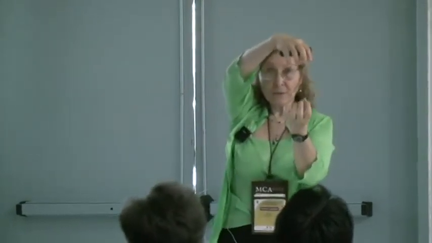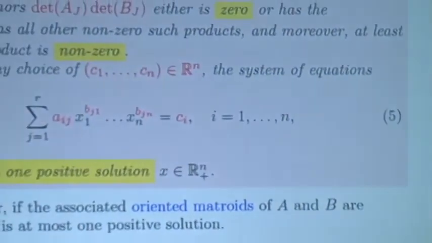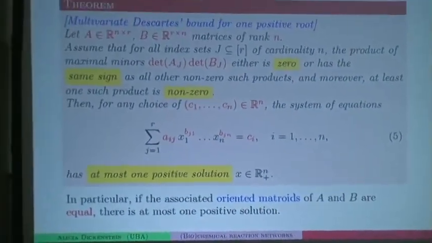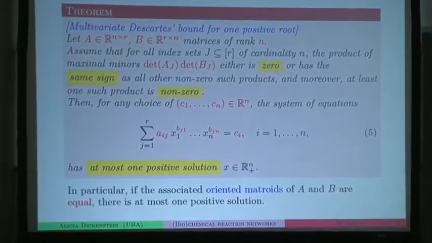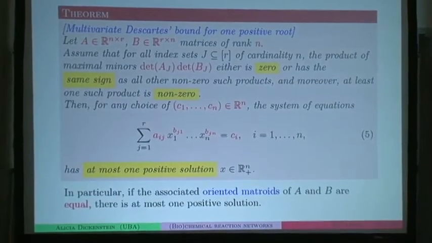So we can take maximal minors here and there. It could happen that this is 0 and this is not, or the other way about, we don't care. But when they are not 0, what we ask is that the product of maximal minors is always positive. A simple example of this is the following. It's written in fancy terms: if the oriented matroids of A and B are equal, then there is at most one positive solution. This means the following. You have these two matrices. If it happens that all the maximal minors in A and B have the same sign, then there cannot be more than one positive real root.